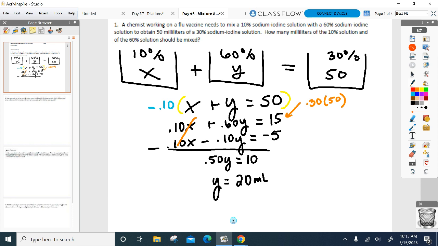And now, just like we have done the last 2 days, how do you find my other variable? Go back to one of the two equations. Probably not the decimal one, right? Probably the x plus y equals 50. Plug it in. And when you're ready, let me know how much of the 10% solution you had.